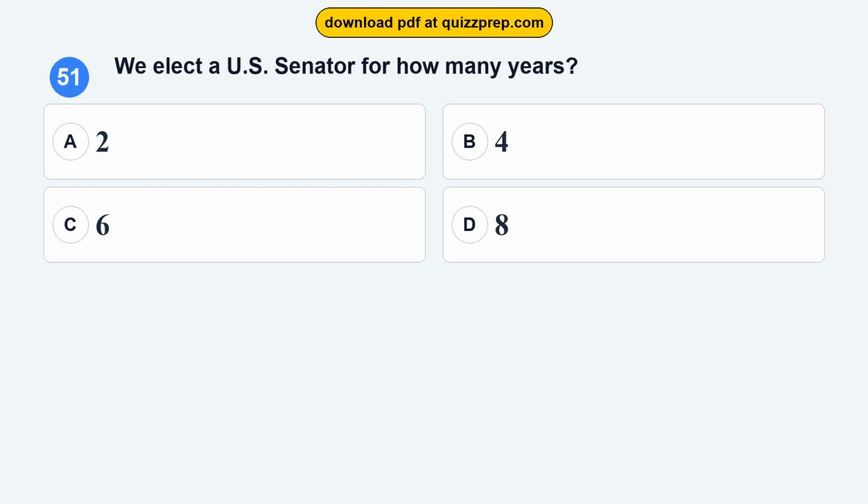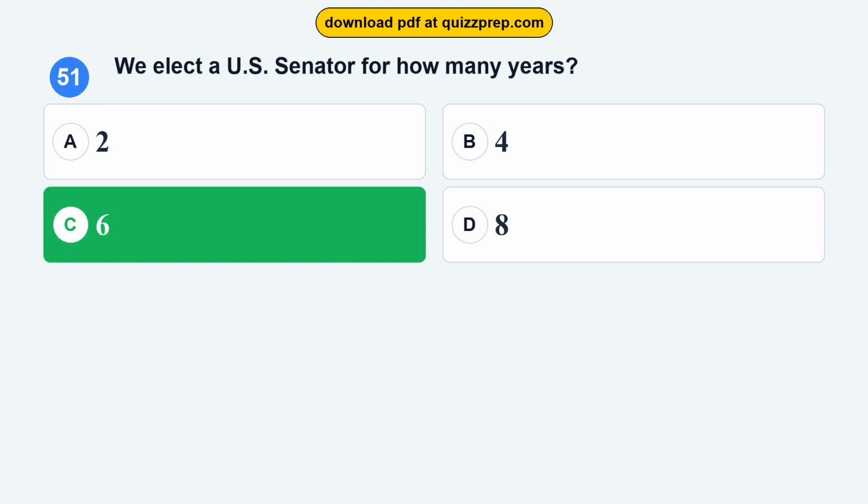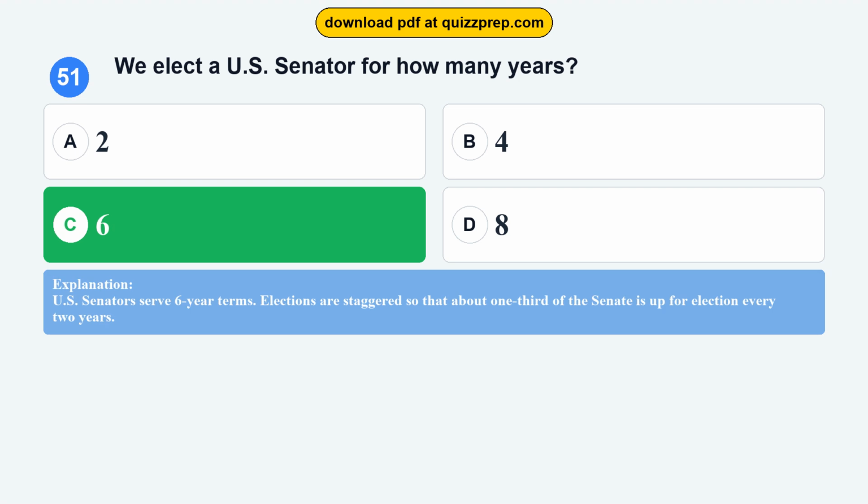Question 51. We elect a U.S. Senator for how many years? Option A, 2. Option B, 4. Option C, 6. Option D, 8. The correct answer is option C, 6. U.S. Senators serve 6-year terms.